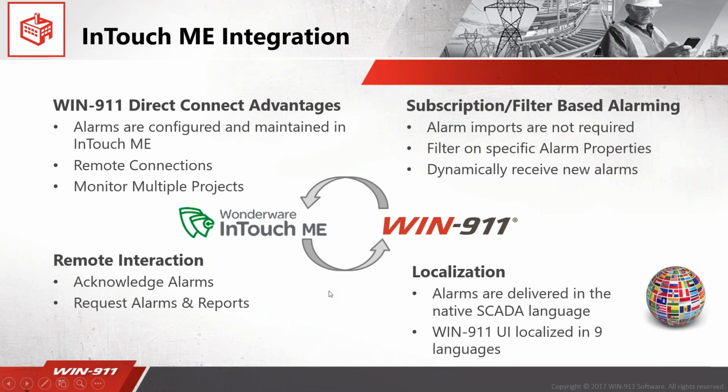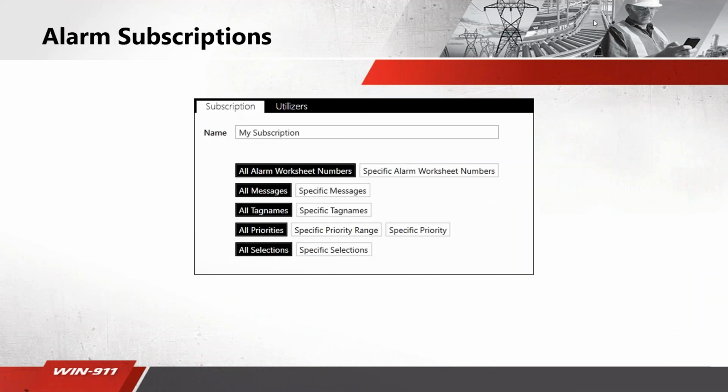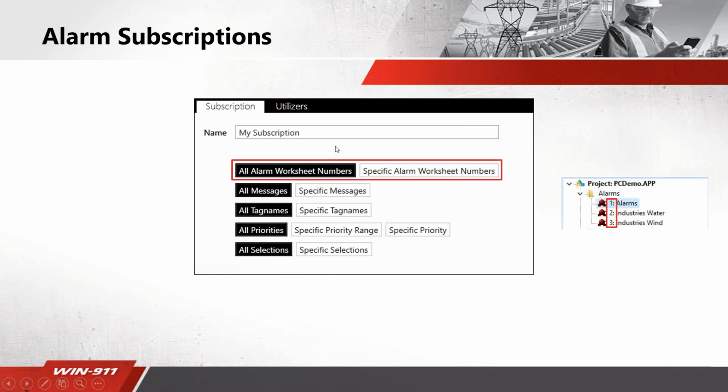So let's see. So here we go with the subscriptions. This is what it looks like in the software. We can filter on these 5 different properties. The first one is the alarm worksheet number or group number. I think people refer to it as a few different things.